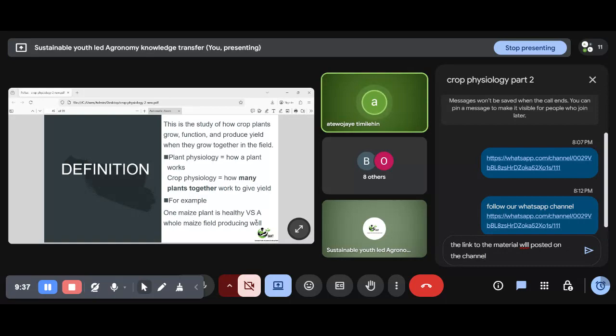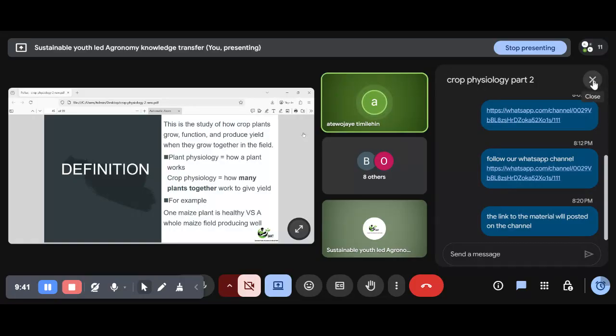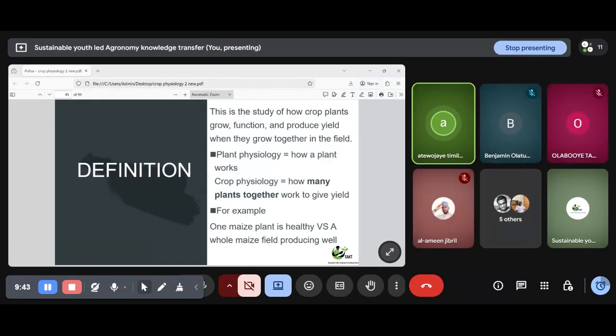Plant physiology is how a plant works. Crop physiology is how many plants together work to give a yield. So how many tomatoes in a farm come together to give you a particular percentage of fruit. For example, one maize plant being healthy versus a whole maize field producing. So that is crop physiology. Next slide, please.